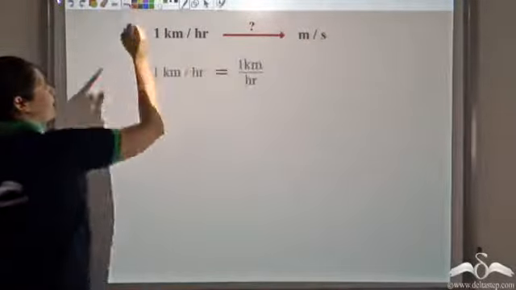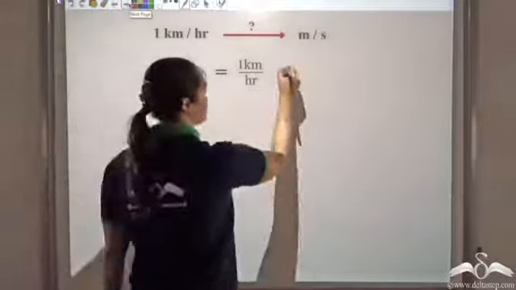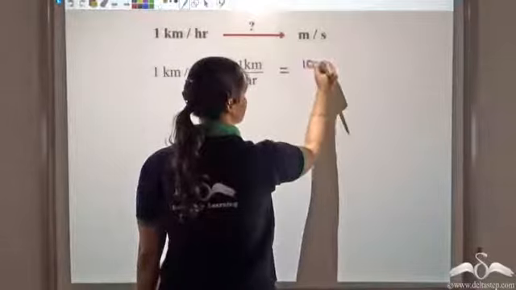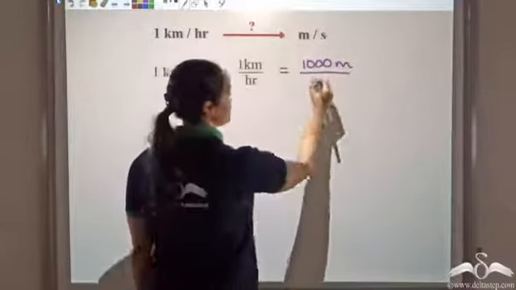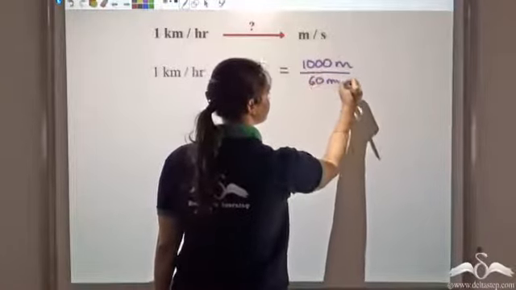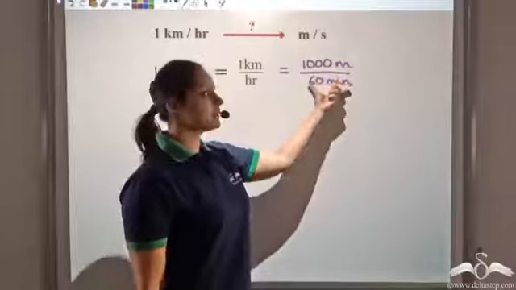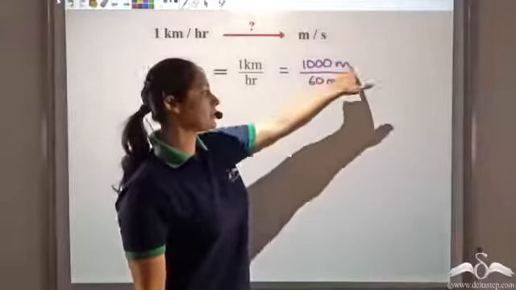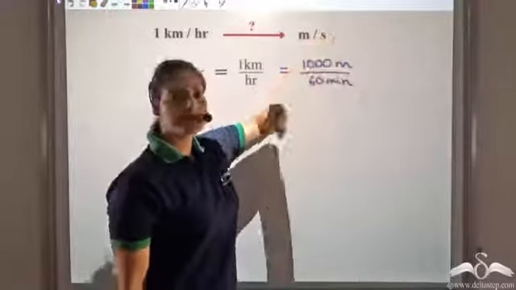I can write 1 kilometer per hour as 1 kilometer by hour. Now 1 kilometer is equal to 1000 meters, and 1 hour is equal to 60 minutes. So I have got 1000 meters by 60 minutes. But I wanted meters by seconds and not meters per minute. I want meters per second.